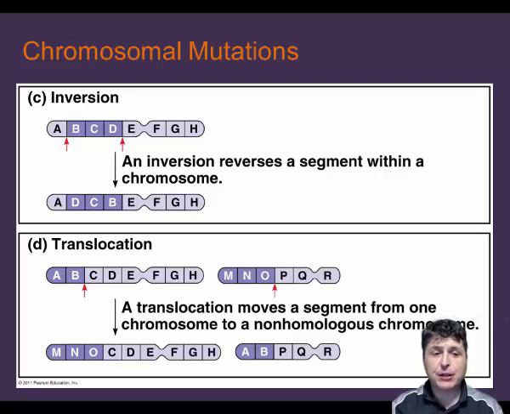An inversion might occur where that segment, when it reattaches, attaches in reverse. Or perhaps a translocation will take place where that segment that is broken off will actually reattach to a non-homologous chromosome somewhere in the genome.